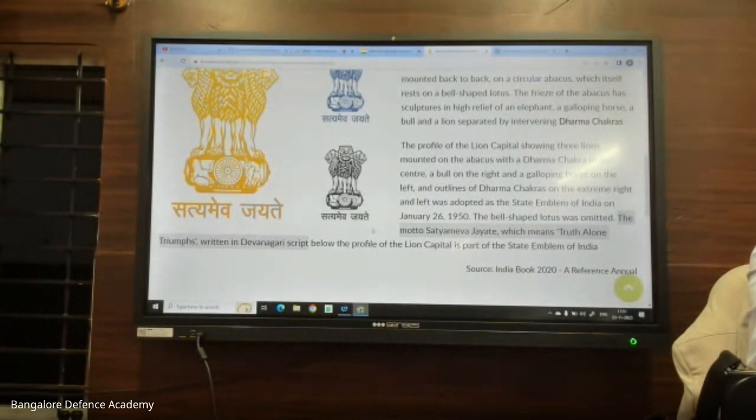gave the idea of the motto Satyameva Jayate from a book, Mundaka Upanishad. Pandit Madan Mohan Malviya gave the idea of the motto Satyameva Jayate from a book, Mundaka Upanishad. Go back. Second class. Ma'am, paper. Mundaka Upanishad. Written? Has everyone written?